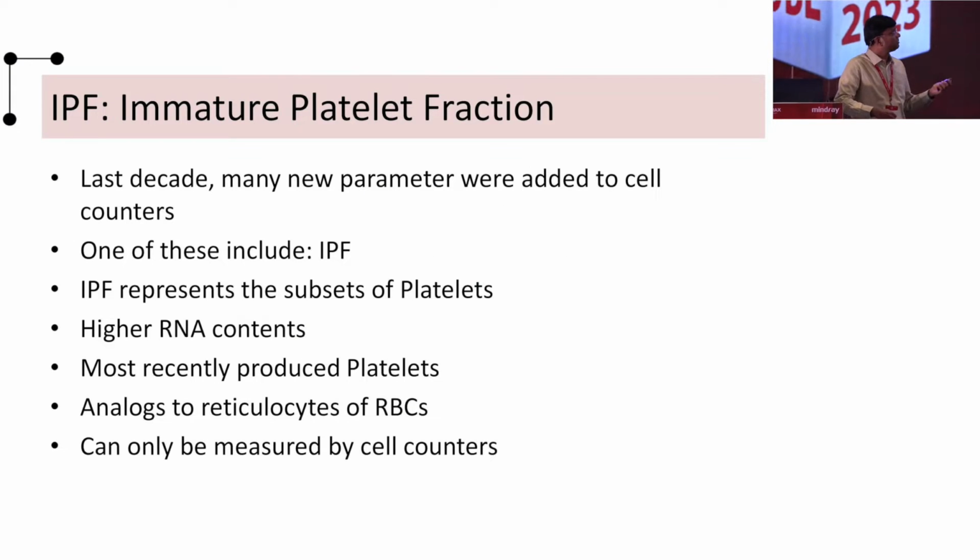Coming to the immature platelet fraction, we know it was introduced 1 or 2 decades ago, and IPF represents a subset of platelets. These are the early platelets, which have high RNA content and represent those most recently released from the bone marrow into the peripheral blood. They are analogous to the reticulocytes of RBCs, and can only be measured by cell counters.